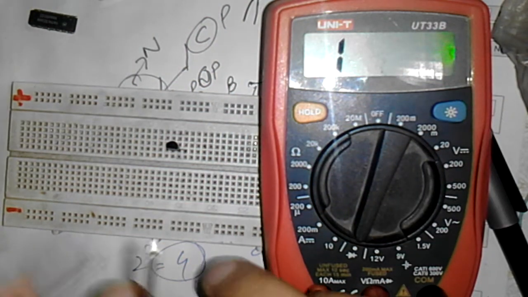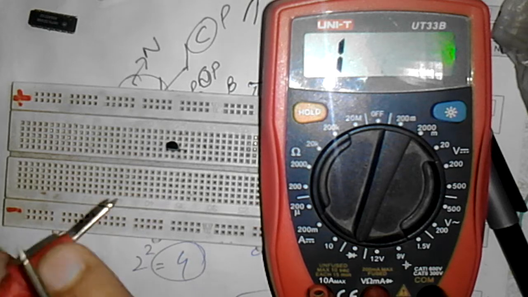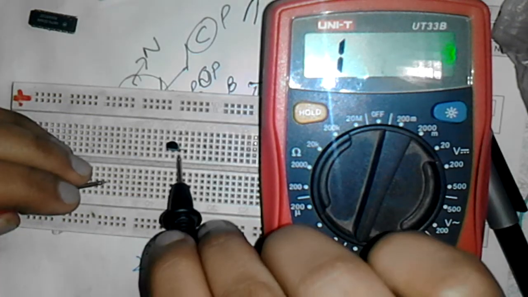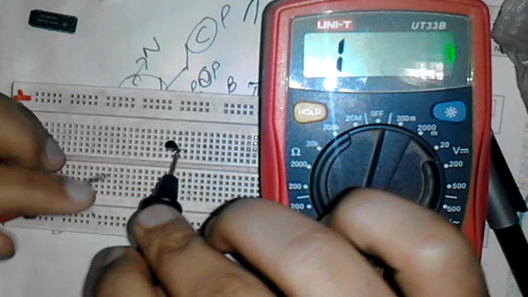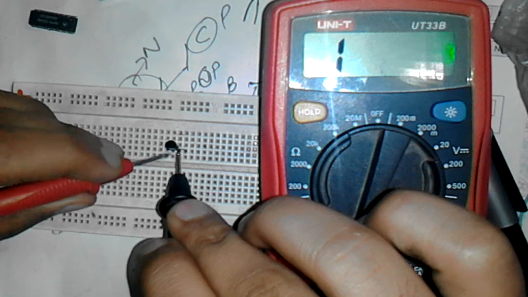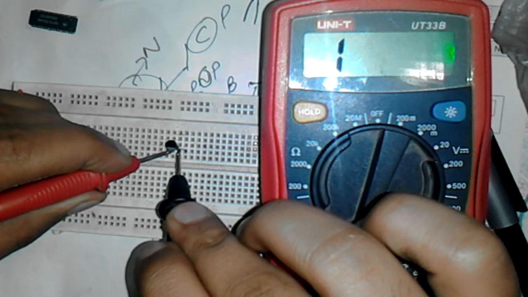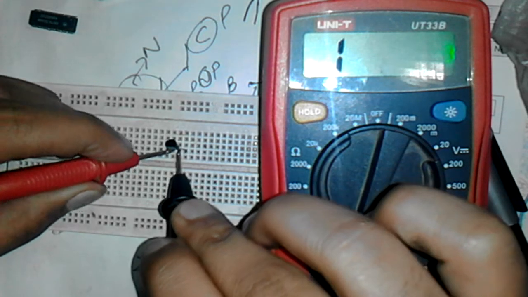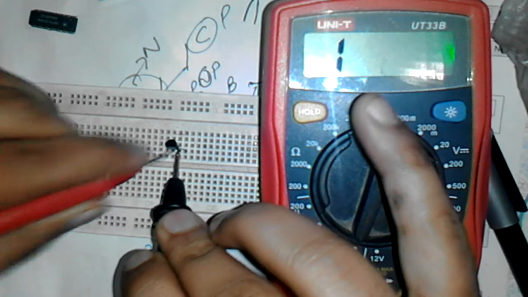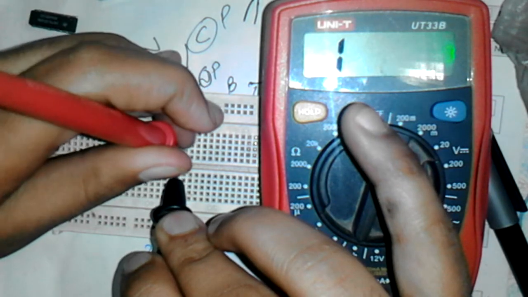Now for checking a PNP transistor, what you have to do is put the negative lead at the center of the base and touch the positive lead to either of the other terminals of the transistor. Firstly, I touch this side of the transistor. It gives no reading, and then I check this one. It also gives no reading. Now I'm going to check whether it is NPN or not.